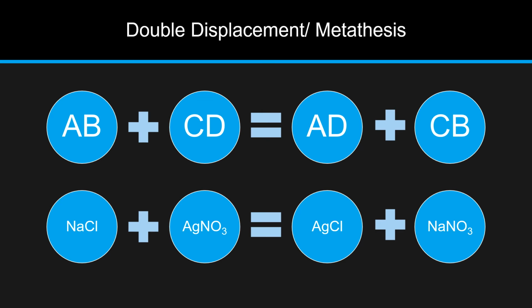An example here, we have sodium chloride plus silver nitrate. During double displacement reaction, the products yielded will be silver chloride and sodium nitrate.